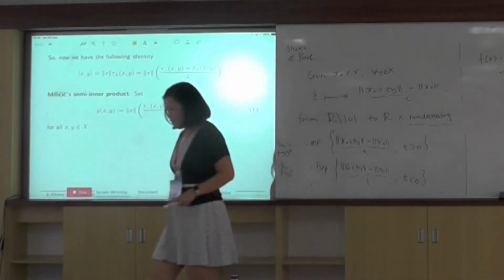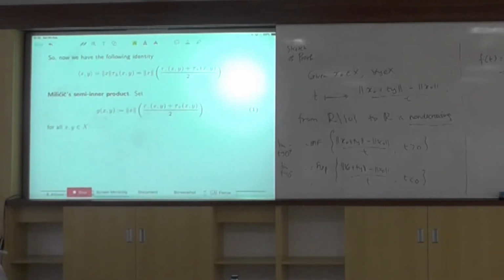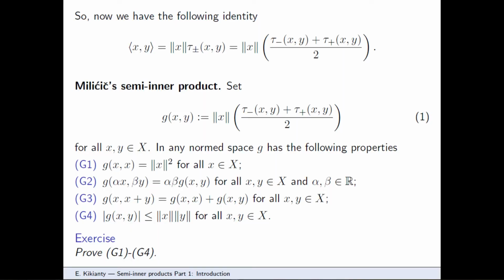Okay, so let's see what the properties of G are. Number one, if I take G of xx, I get the norm of x squared. This is exactly what we want, right? So that is a property of a semi-inner product. The first one, check. Second one, if I multiply x with alpha and y with beta, these alpha and beta can pop out. Also nice. I like this.